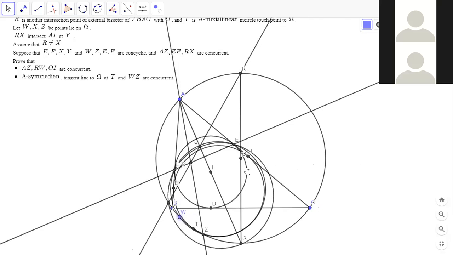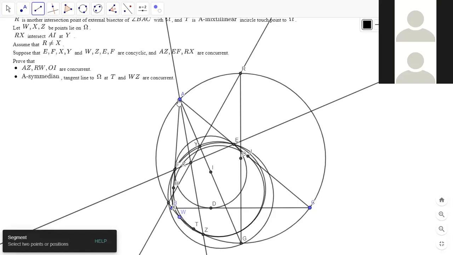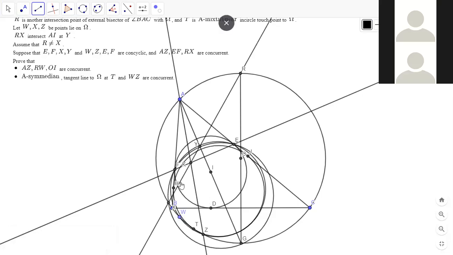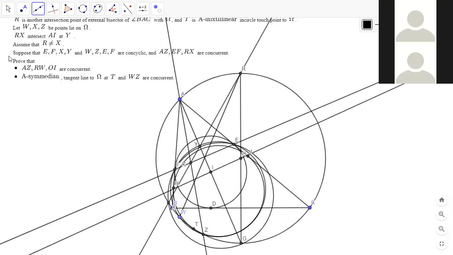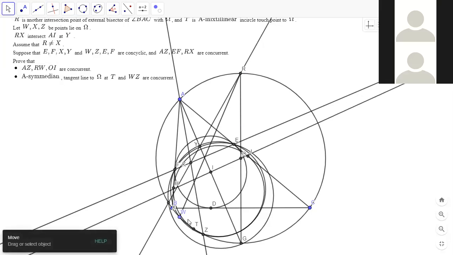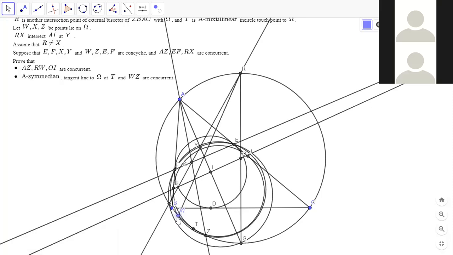So AZ. This diagram actually looks like it might be correct. I'm just going to check before I move on to the next problem. So we have AZ. Sorry, I already drew that. RW and OI. So this looks like it's probably the closest to being correct. So let's move W until those three concur. Yeah, I think this is the best diagram.